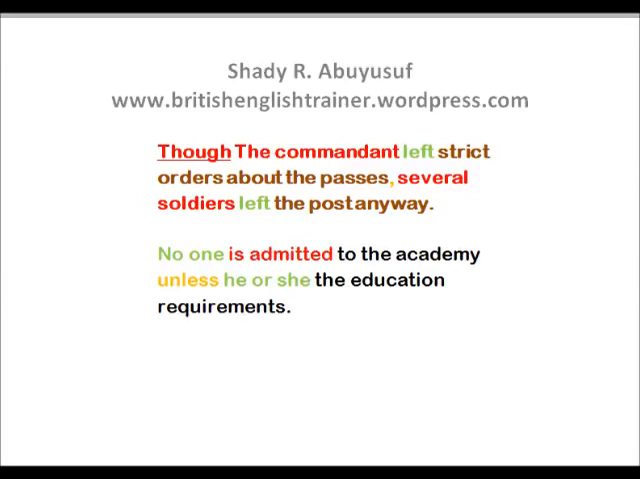Now, in order to make it correct, we need to add a verb, like no one is admitted to the academy unless he or she has the education requirements, or he or she fulfills the education requirements, like that. So in order to make this sentence correct, we need to add a verb here after the subject. Okay, now let's take another example.